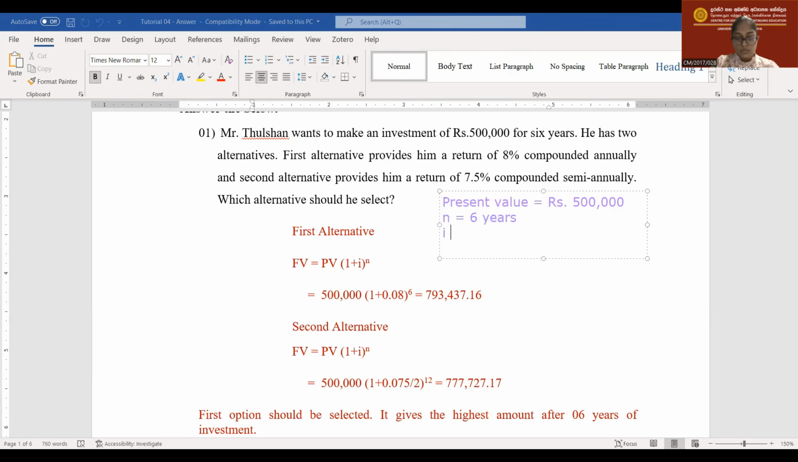What is our I or else our R? It's 8%, compounding period, but it's annually, right? Here N or T, whatever the thing, but normally we are using N, right? These are the things, then we can make the relevant substitutions for the formula, right?